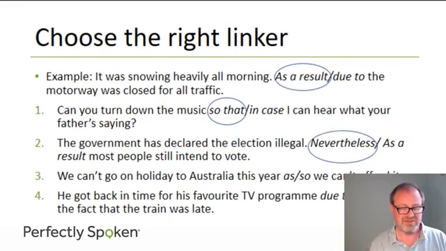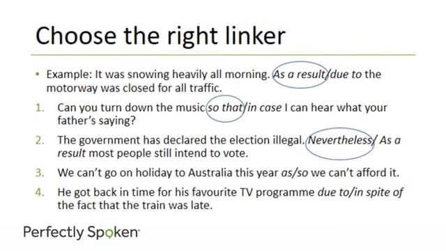I'll disappear again so that you can see the next one. We can't go on holiday to Australia this year. Is it as we can't afford it, or so we can't afford it? Well, the reason we can't go on holiday to Australia this year is because we don't have enough money. So it's a reason, and the answer is therefore as.